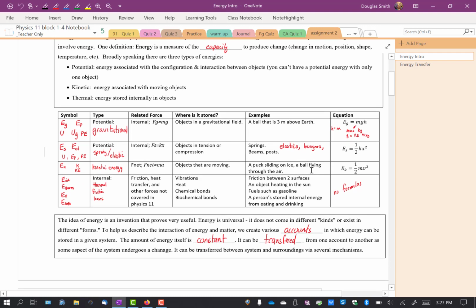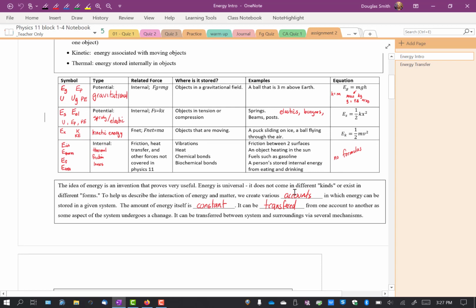Okay, a couple other points to highlight is when we talk about a system of objects, we say that the total energy in that system remains constant at all times. So, for instance, let's suppose you were going to analyze a system of a ball being held 3 meters above the Earth, and we're going to think of the system being the ball and the Earth.